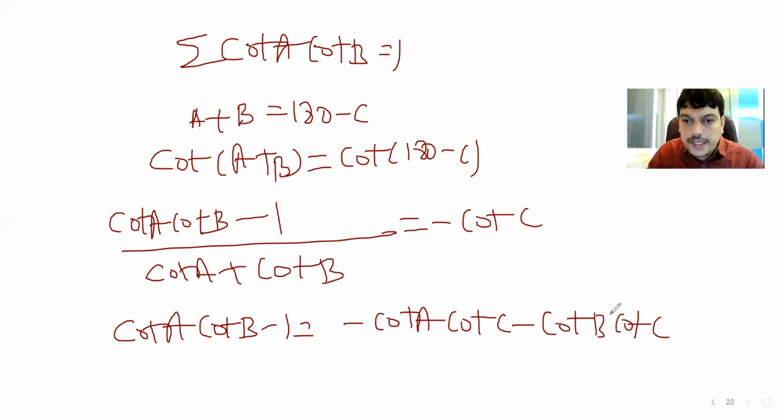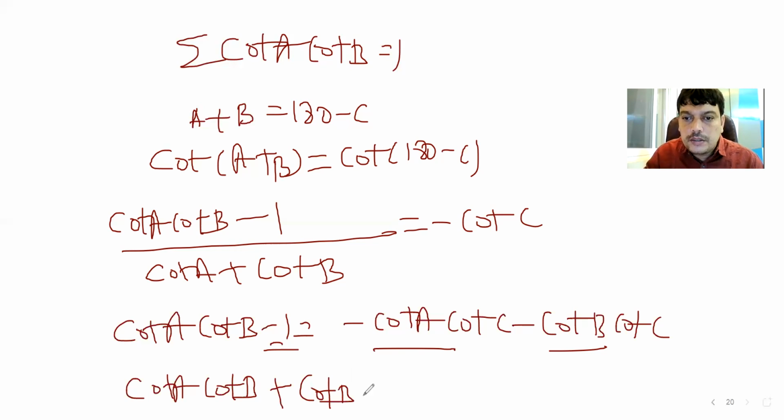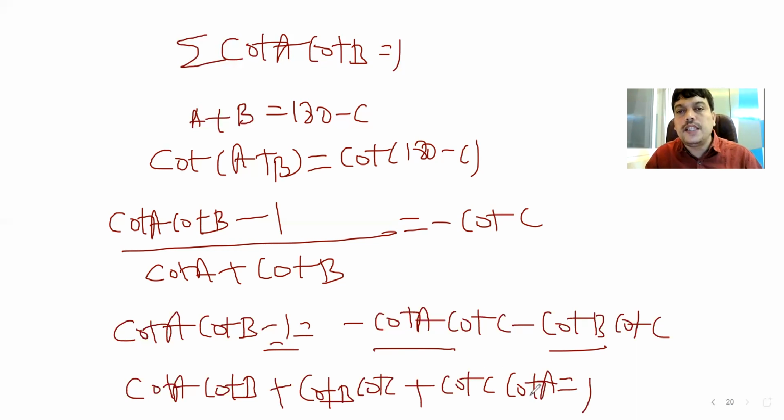Now if we bring all these terms to the LHS, these two terms become plus, and this 1 goes to the RHS. So what do we get: cot A cot B plus cot B cot C plus cot C cot A. So all this gets added and the answer is equal to 1. This is a standard result, which is to be remembered and used as a formula in questions of properties of triangles, right?